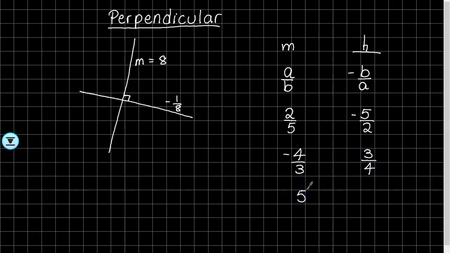What if it was 5? What would be my perpendicular slope? Oh, we just did that there. Yep, minus 1/5. You think you're so smart? Well done. What if I had 3.5? What would be my perpendicular slope then?